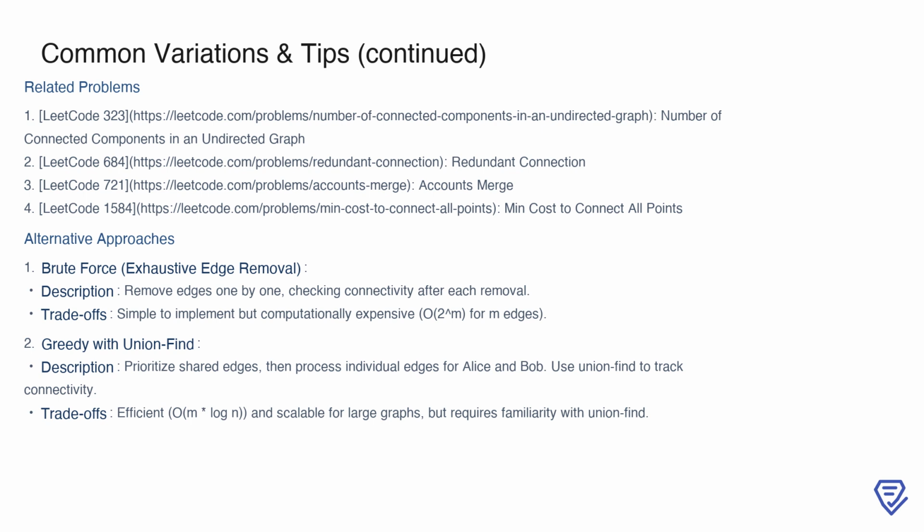As for alternative approaches, one option is brute force, where you remove edges one by one and repeatedly check connectivity. While simple to implement, this method becomes computationally expensive, especially for large graphs. A more efficient approach is the greedy algorithm with union find. By prioritizing shared edges first and then processing individual edges for Alice and Bob, this method achieves excellent scalability and is well suited for large inputs, provided you're comfortable with union find.